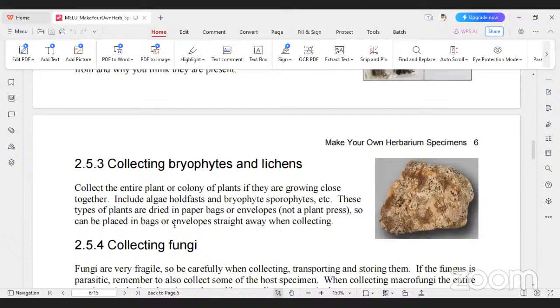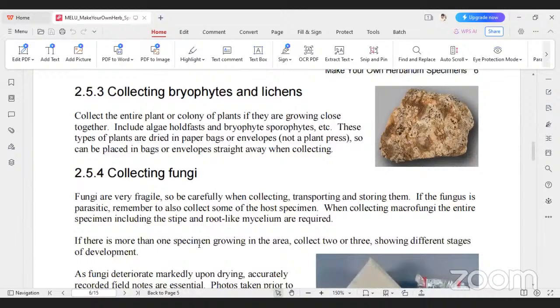Collection of bryophytes and lichens: collect the entire plant. When the plant is very minute, you should collect the entire portion. If they grow closely together, include algae, old frost, and bryophyte sporophyte. These types of plants are dried in paper bags or envelopes, not in a plant press, so they can be placed in bags and envelopes straight away when collected.